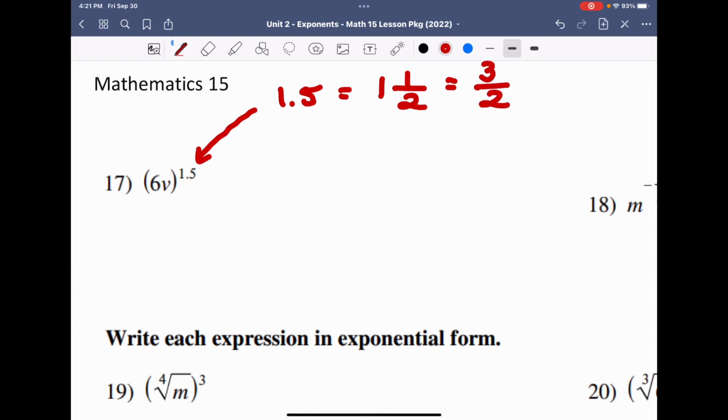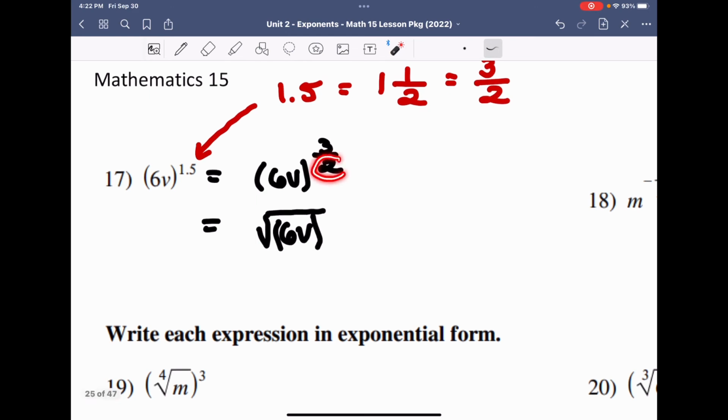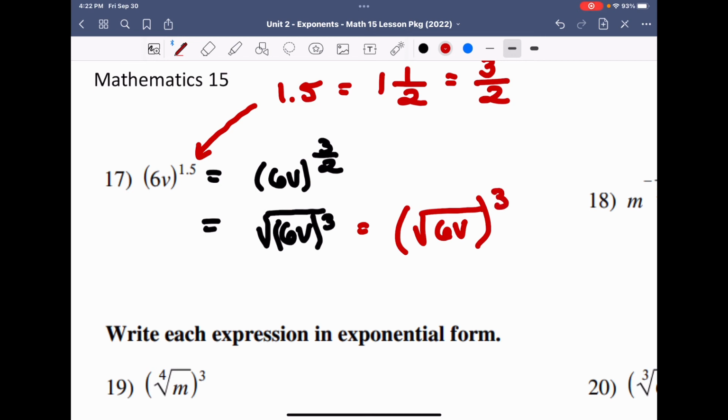That's 3 over 2. So now that we have a rational exponent, I go 6v raised to the 3 over 2. And now I can convert this from exponential into radical form by saying radical 6v in brackets, because I haven't applied any exponent to it quite yet, squared because the index value becomes our denominator. But remember, we don't have to write that. We know that if nothing's written there, it is a 2, and this is raised to the third power. Now this is also equal to bracket radical 6v bracket to the third power. That is an equivalent form of writing this.